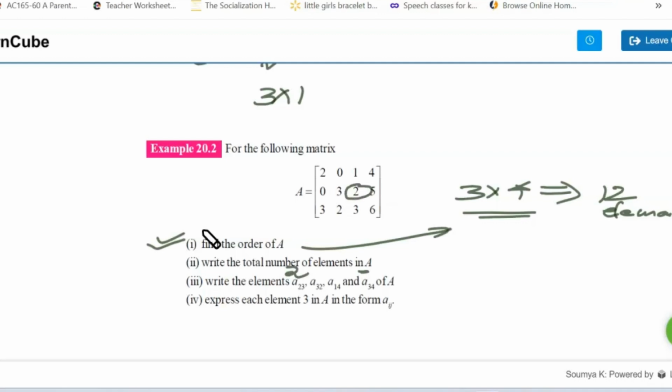Next one is A32. Third row and second element, that is again 2. Next one is A14. That means first row and the fourth element. So it will be 4 in this case. Next one is A34. That means third row and the fourth element, that is 6. So 6 is the answer for that element. Next one is express each element in the matrix A in the form A of i, j.